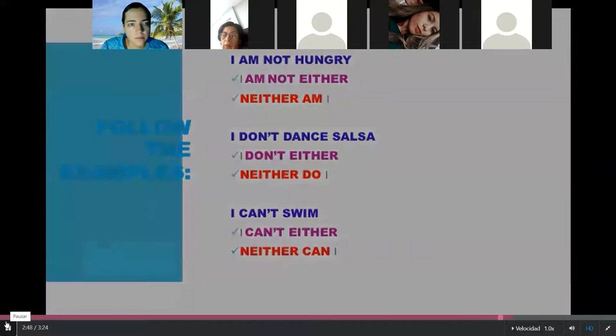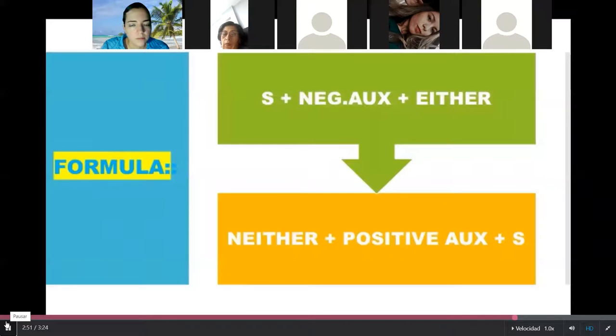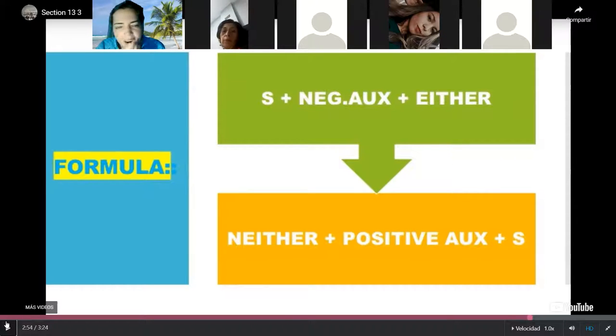Either. Neither can I. I'll leave you with the formula so you understand it better. Subject plus negative auxiliary. Okay. ¿Cómo era con el neither? ¿Cuál era el positive auxiliary? ¿Se acuerdan? Neither can I. Yes. Or subject. Okay. Could be like, I can't either. Okay. I don't either. Okay. Recuerden que el either goes at the end y el neither comes at the beginning.